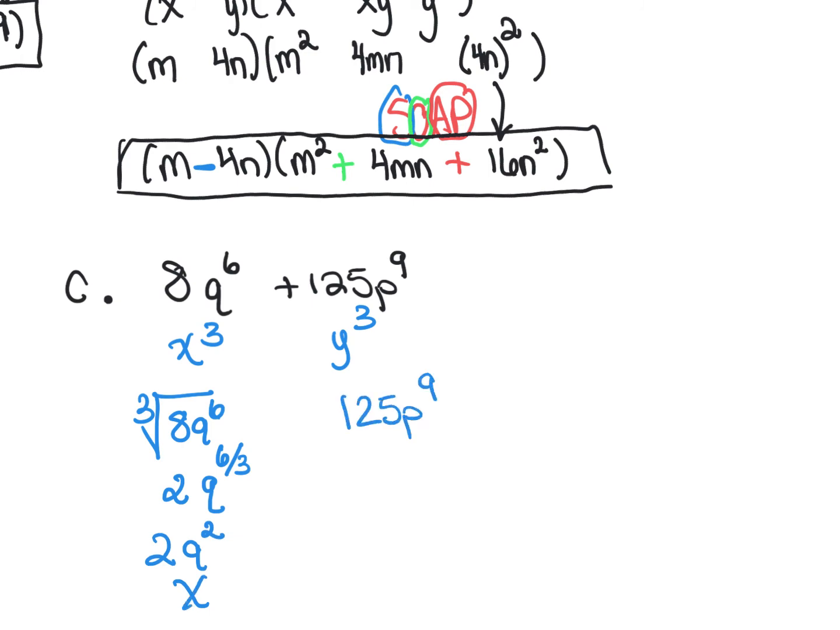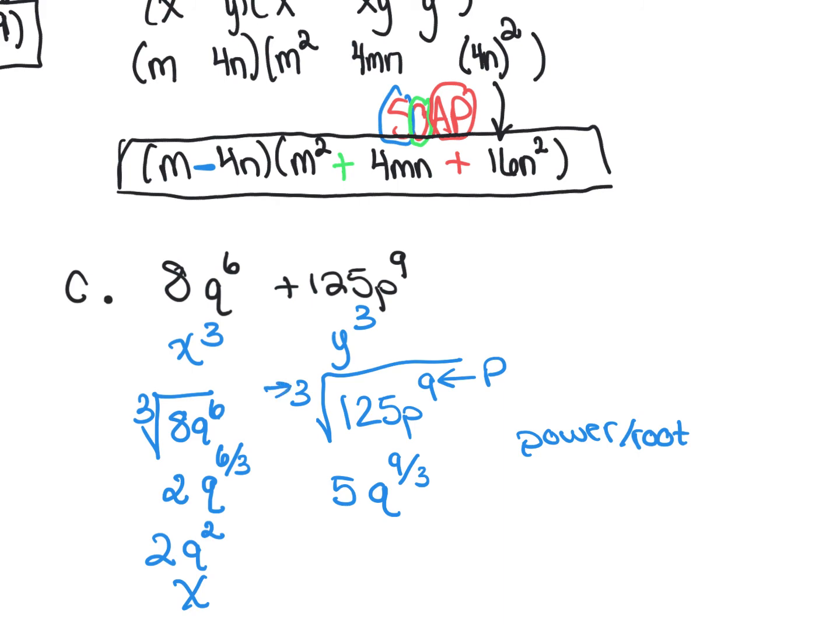125p to the 9th. Got to take the cubed root so I can find y. The cubed root of 125 is 5, and then p to the 9th divided by the 3. It's the power divided by the root. Here's my power. Here's my root. Well, 9 divided by, oh, this is a p, sorry. And this p stands for power. 9 divided by 3 is 3. So this is my y.